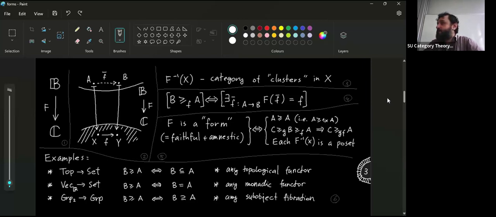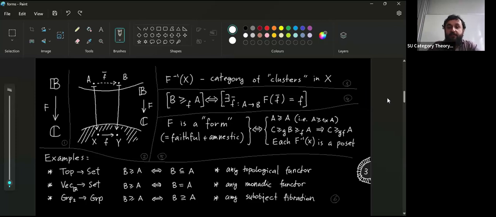There is an equivalent way of describing the structure of a form when for each object X we specify this poset of so-called clusters in X. And then for any two objects B and A that map to X and Y, respectively, as you see in the picture in area 2, we will write that B is bigger or equal to A according to F when the morphism f lifts in the top category to a morphism f bar from A to B that by the functor F maps down to small f. And the condition of lifting is written in area 4.